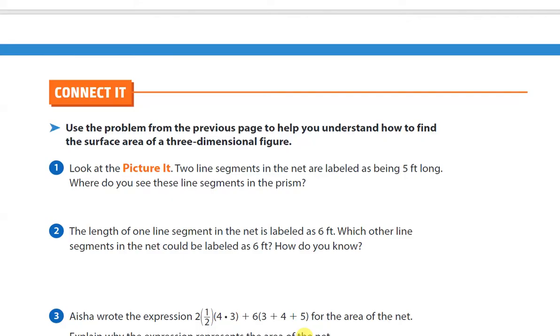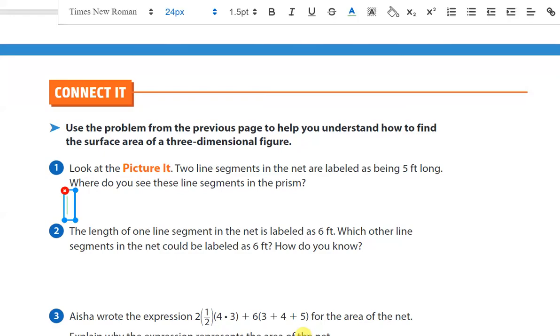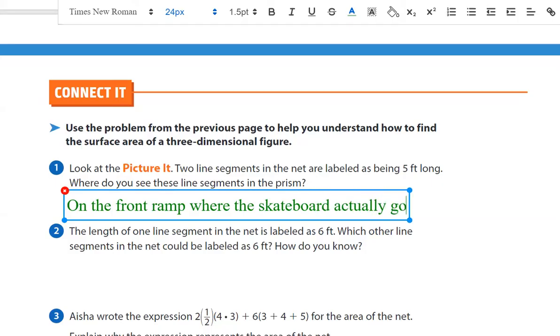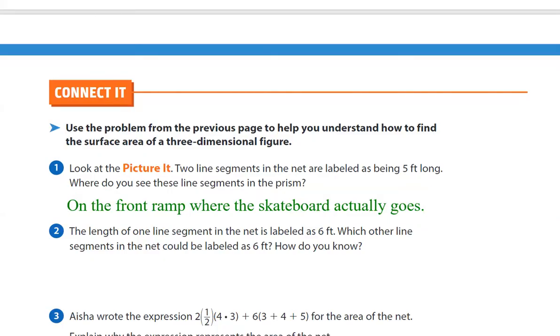Two line segments in the prism are labeled 5 feet long. Where do you see the line segments in the prism? How do we want to word that? Let's think about it. Is it the part that the skateboard goes on? I think that's a good way to word it. On the front of the ramp where the skateboard actually goes. There we go. That's a good way to put that. It's also the hypotenuse of the triangle, but it's also the edge of the rectangle.